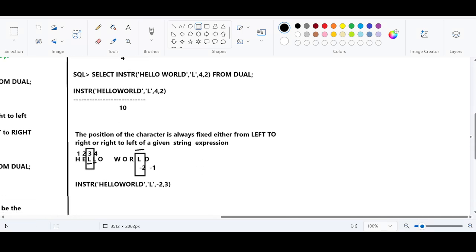So these indexes are going to remain the same. Counting the indexes will be from left to right only. The negative sign signifies that the direction can be changed from right to left. However, the index is going to be fixed. If you want to retrieve the index number, that is going to be fixed even though the counting is starting from left to right.